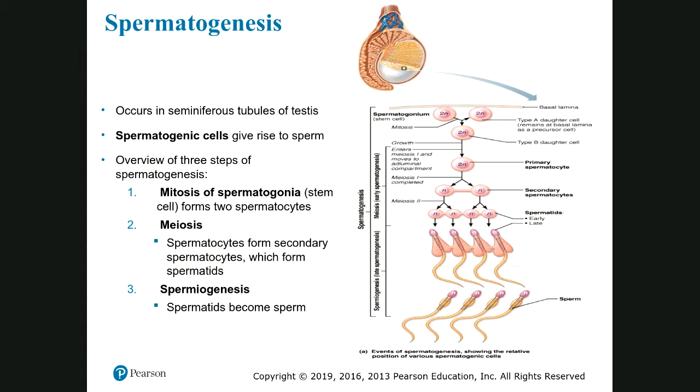When it grows, it will give what we call the primary spermatocyte. This primary spermatocyte is the one that will go through the sexual division, which is meiosis. So of course, meiosis one, meiosis two, they will produce four haploid spermatid cells. And those spermatid cells, during a process called spermiogenesis, become sperm.